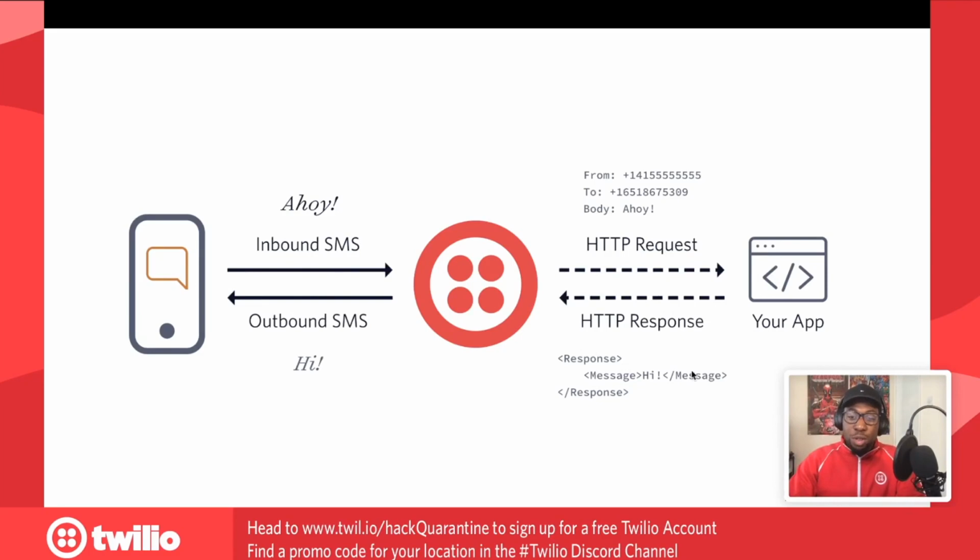And here, this response is XML really. We call it TwiML, for Twilio markup language. And it's a response that is a message that says hi. And you can guess what this does. Twilio takes this as a set of instructions and sends an SMS that says hi. And what we're going to do is we're going to build through it together.